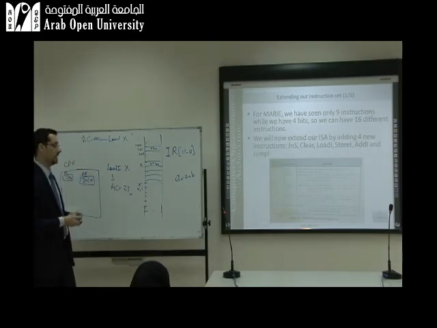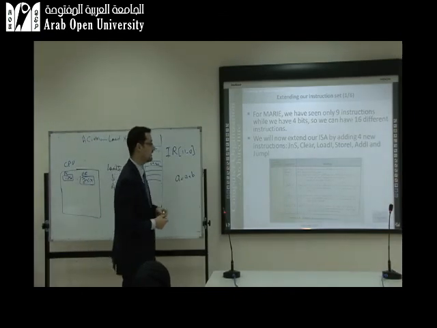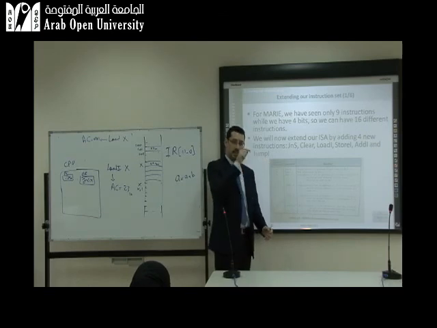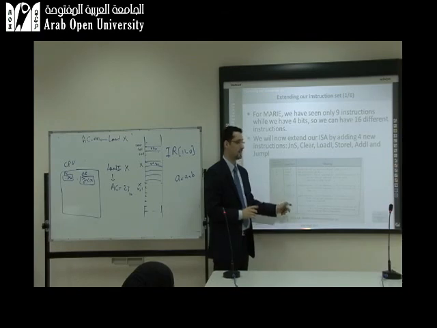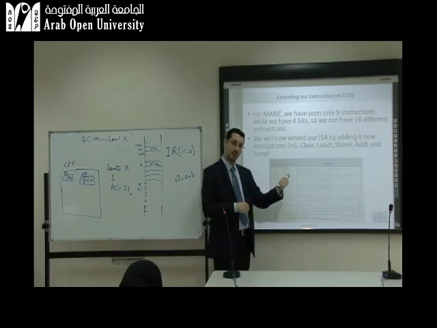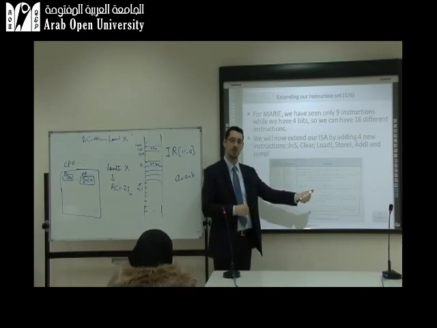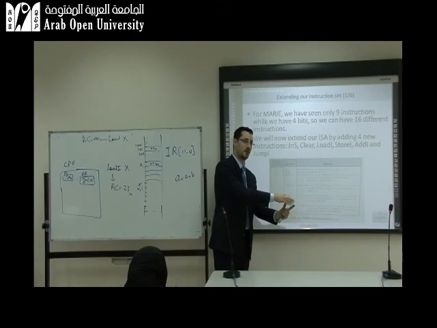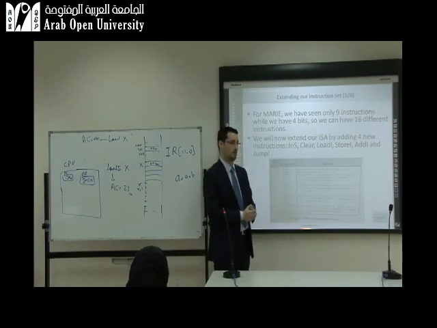Store indirect. Instead of storing at address X, we will read from X the address inside which we want to store. So the CPU goes to address X, reads the new address, and stores the accumulator at this effective address. Add indirect, same idea. The operand is not at address X, but the address of this operand is at address X. Go to address X, read the address, go to this new address, read this value, and this value will be added to the accumulator and stored inside the accumulator.